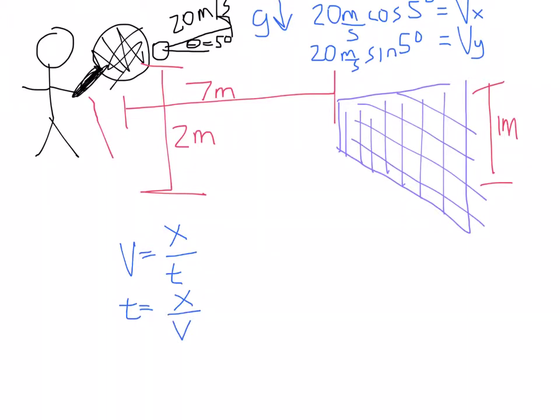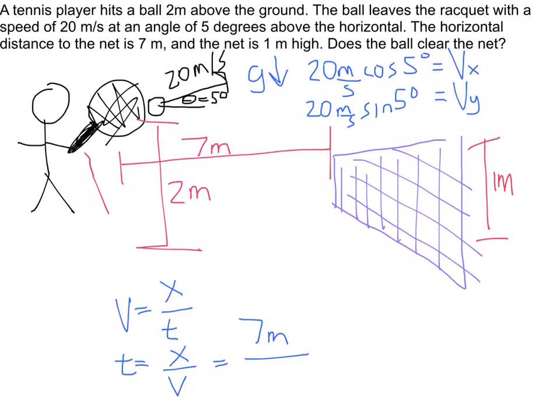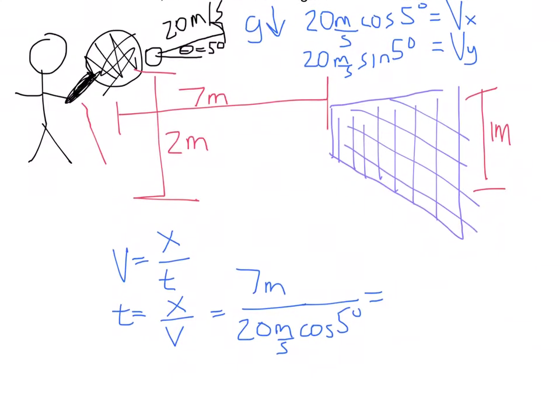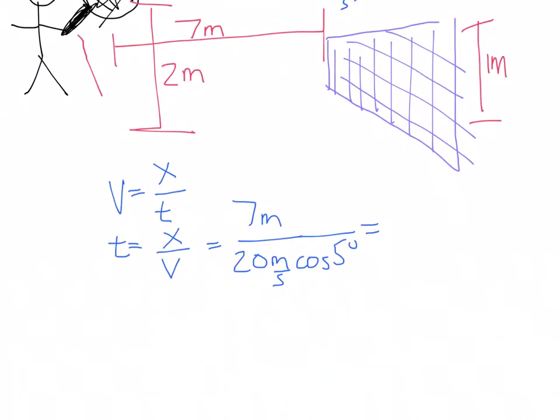Our x here is 7 meters in the horizontal direction, so we're going to put that in as 7 meters, and our velocity in the x direction will be this right here. It's going to be 20 meters per second cosine of 5 degrees. So as we multiply this out, we see that these meters cancel, and we're going to be left with the time equal to 0.35 seconds.